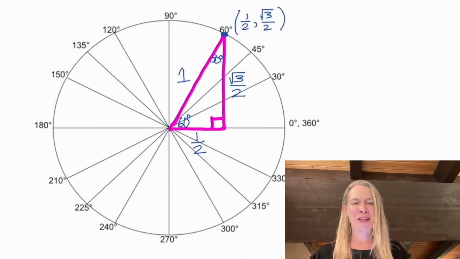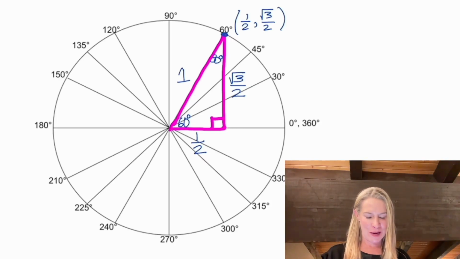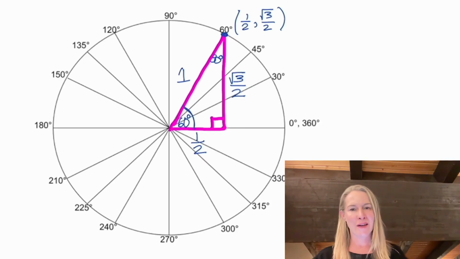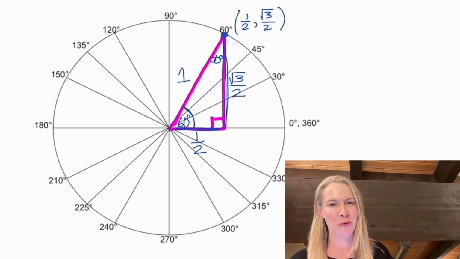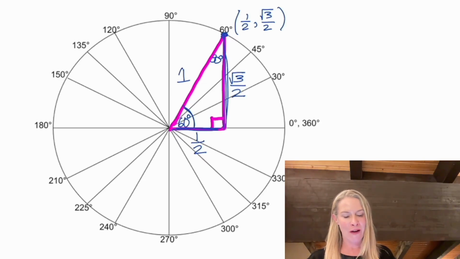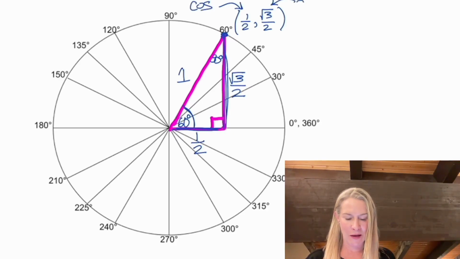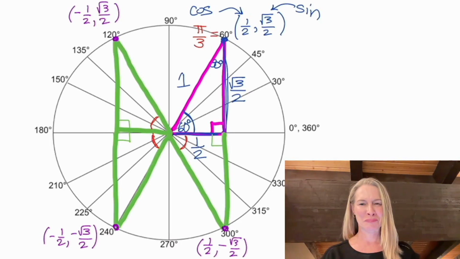Here's that 30, 60, 90 right triangle superimposed on the unit circle. You'll notice that the reference angle is 60 degrees, and I've included the side lengths. So of course the coordinates, the adjacent side, the x, is a half, and the opposite side, the y value, is root 3 over 2. So again, if I was asked for cosine, that's the x value. If I'm asked for sine, that's the y value.